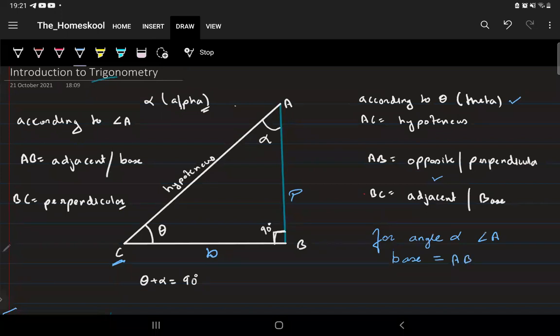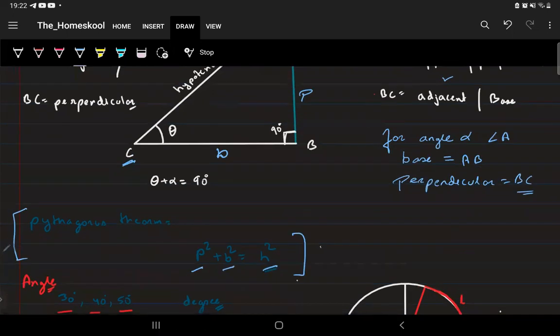Yes or no? Yes. Okay. And what about BC? BC will be the perpendicular. Yes or no? So BC is perpendicular. Awesome. Okay sir, this we understood. So I guess now I understood the concept about perpendicular and base. Yes or no? Right. So this is the relationship between the sides.